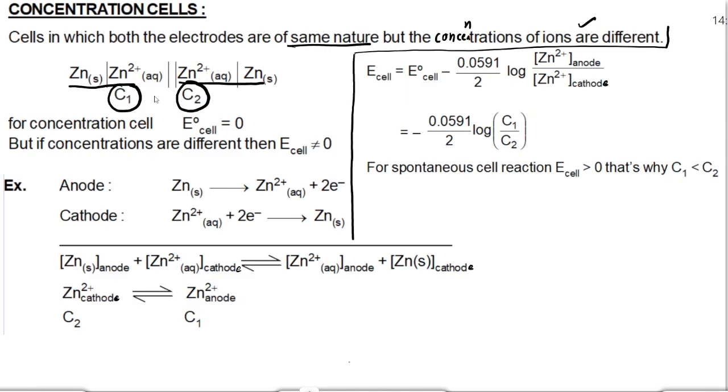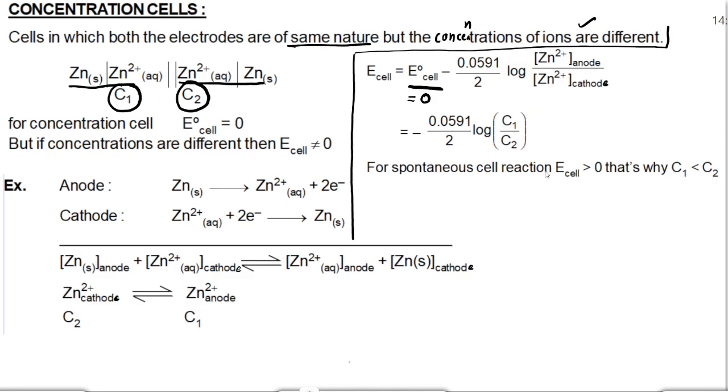So see, one method is, given that you will write the anode reaction and cathode reaction, then Zn2+ at the cathode is in equilibrium with Zn2+ at the anode. So if we write E cell equal to E naught cell minus 0.0591 upon 2 log of Zn2+ anode divided by Zn2+ cathode, or we can say, because for a concentration cell both the cells are of the same nature, their E naught cell is always 0. So it is minus 0.0591 upon 2 log of C1 by C2.